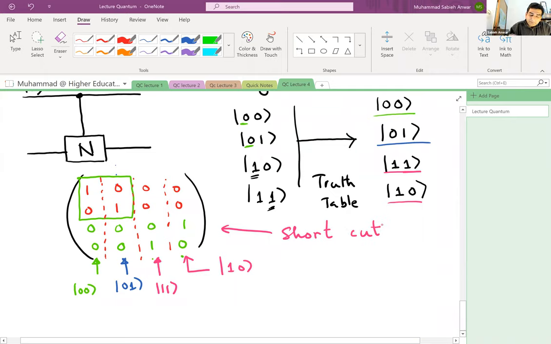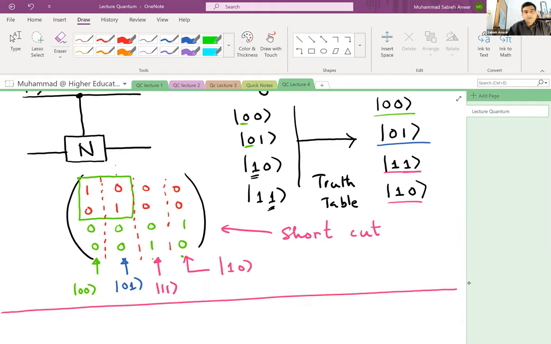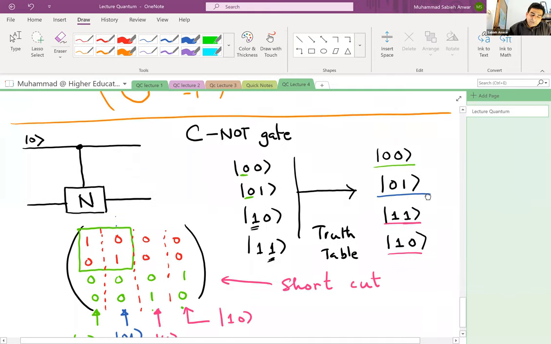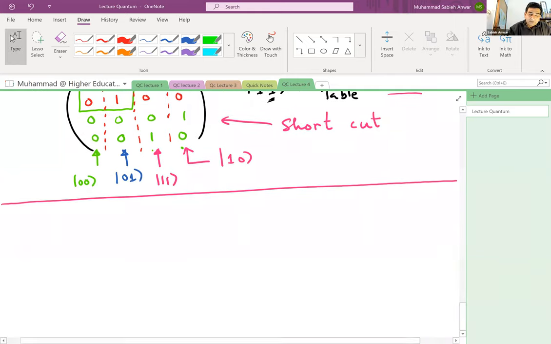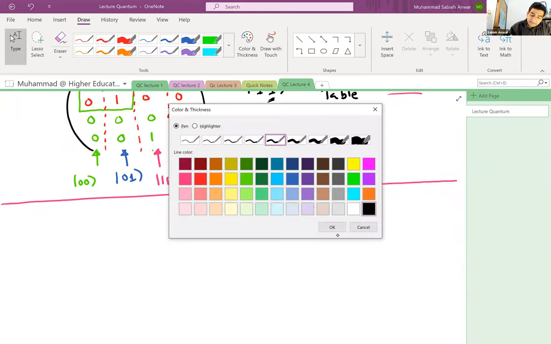All right, so now that we have in our recipe book different kinds of quantum gates, let's talk about a quantum algorithm, the simplest of them. Any questions?